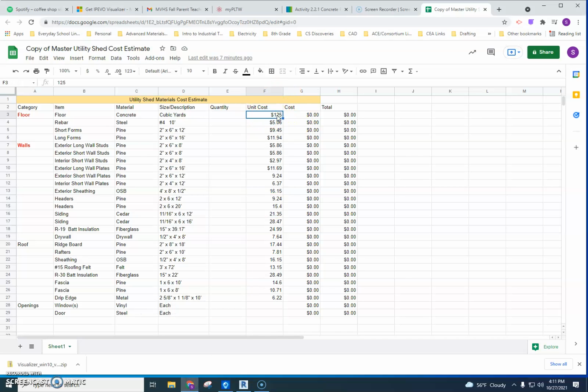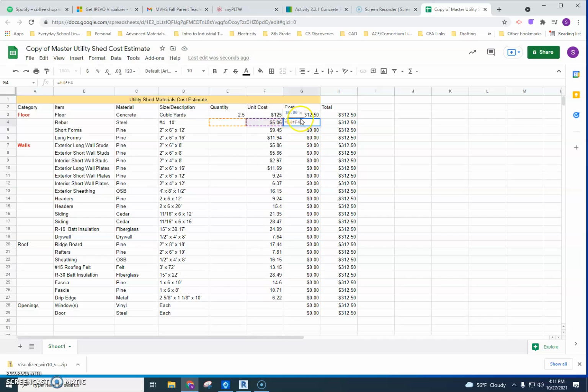So I have $125 per cubic yard in here for my concrete, and I said 2.5 cubic yards, right? So then it does the calculation for me. I have typed in here a formula. This times this is what goes into this cell. And then over here, I just have this cell equal this one in this row right here.